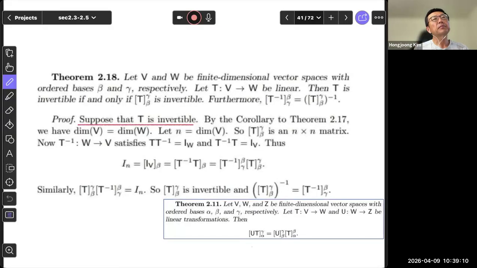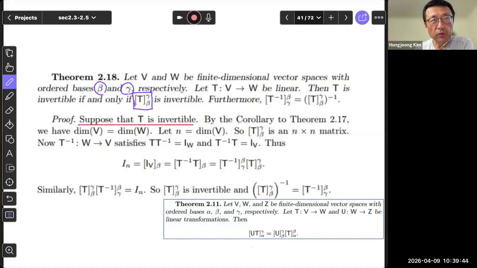Now, this theorem 2.18 says, if V and W are some general vector spaces with some basis, and T is a linear mapping from V to W. Now, if I have these bases, then we can always derive one and only one matrix representing this linear transformation. Okay, that's what we learned previously.